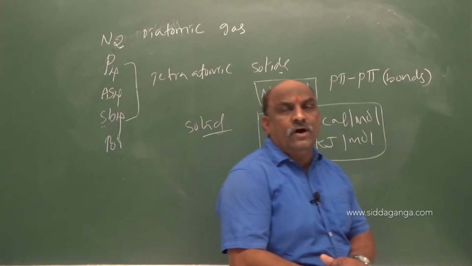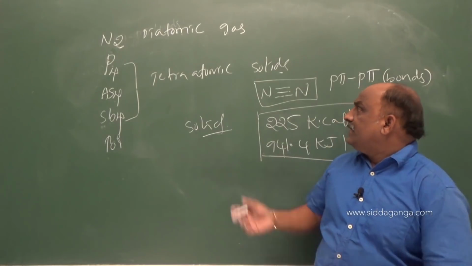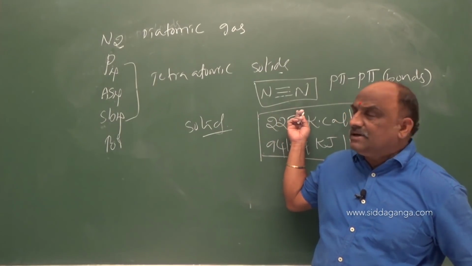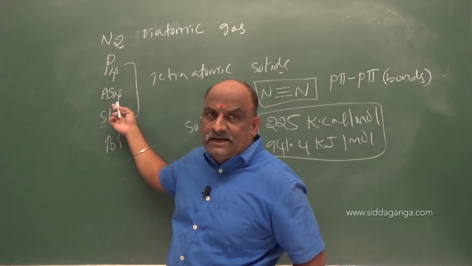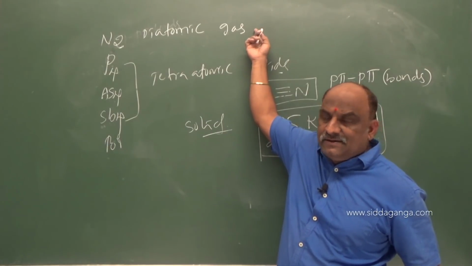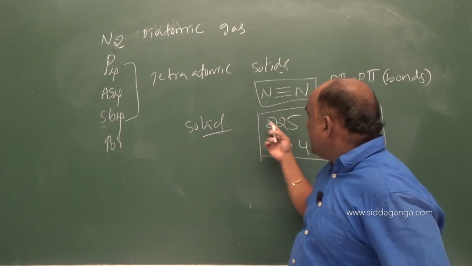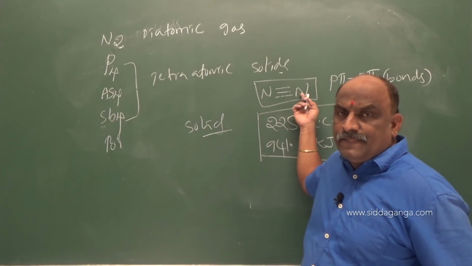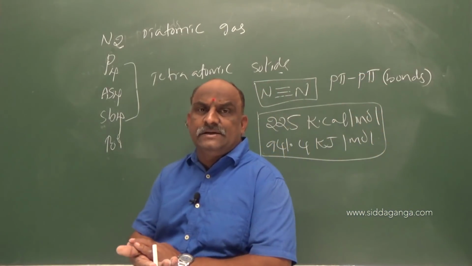Nitrogen atoms are ready to form p-pi bonds between two nitrogen atoms. Nitrogen is diatomic, while the rest of the elements are tetraatomic. Nitrogen is in the gaseous state, while the others are solids. Between two nitrogen atoms, which bond is present? A triple bond.